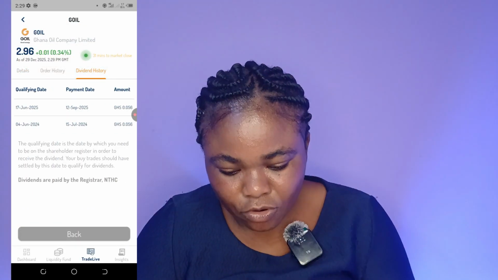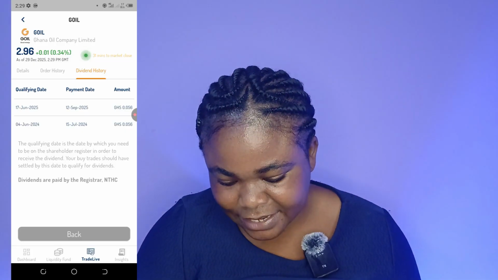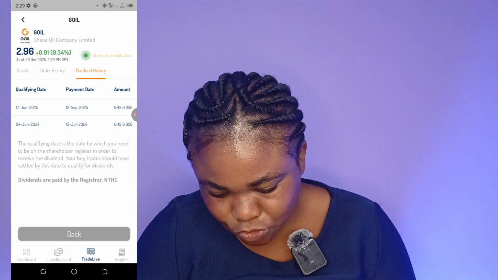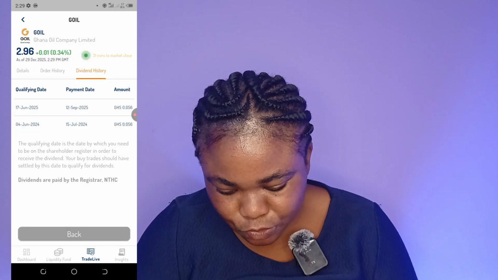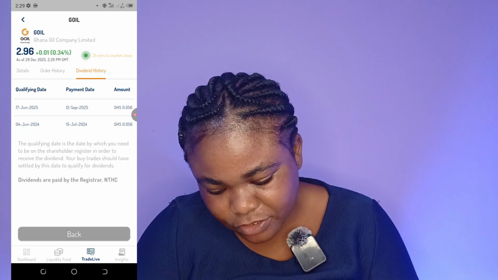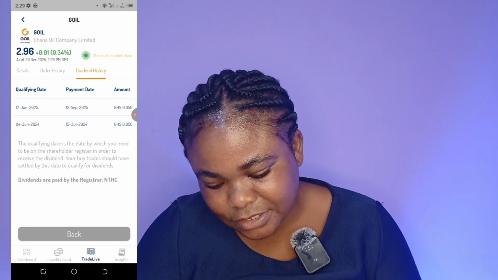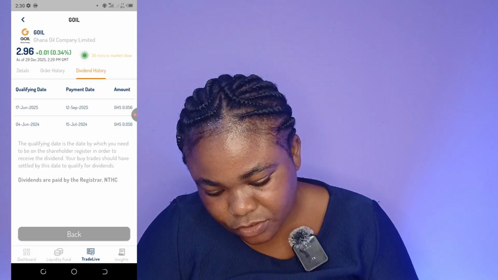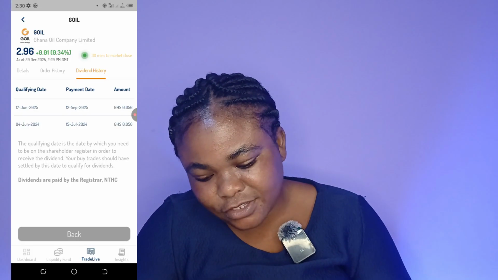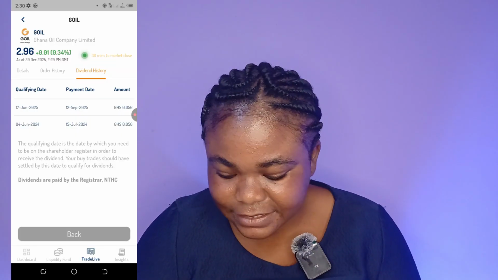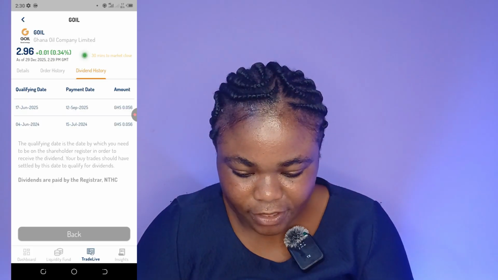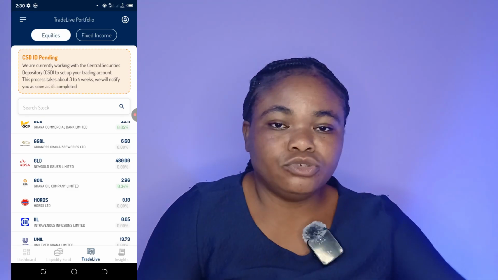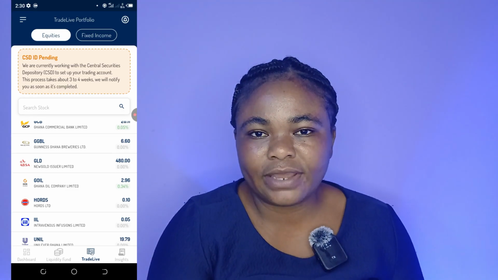GOI also pays a dividend at the end of the day. In the GOI dividend history, you will see that from 17th June 2025 to 12th September 2025, they paid a dividend of 0.058, and last year, from 4th June to 15th July 2025, they paid a dividend of 0.56. So for GOI also, when you buy their stock, you can sell it when the price goes higher.